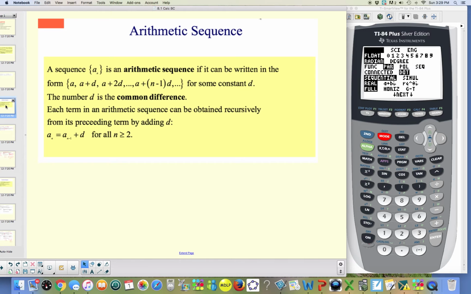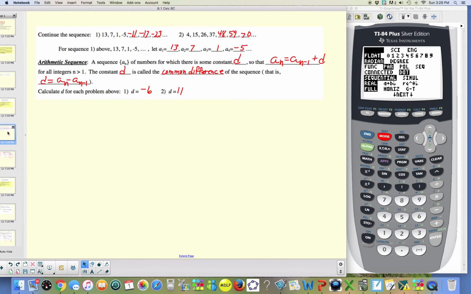An arithmetic sequence can be written in a form where every term is based on a constant difference. So each term in the sequence can be obtained recursively from the previous term or with an explicit formula. Let's take a look at your answers and how we should have finished the description of an arithmetic sequence.